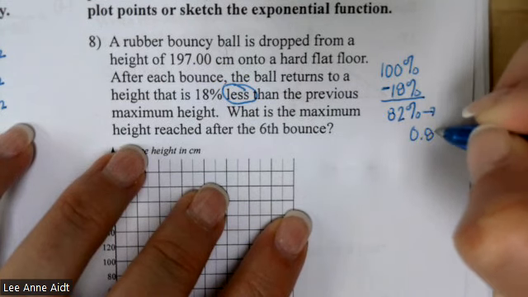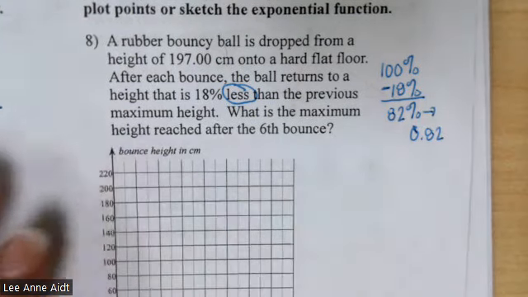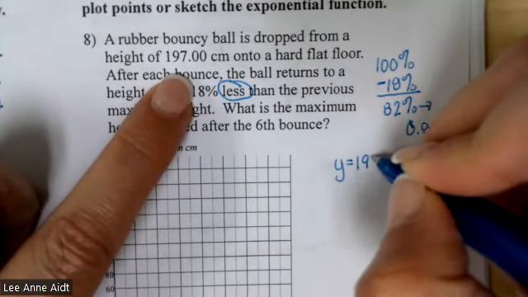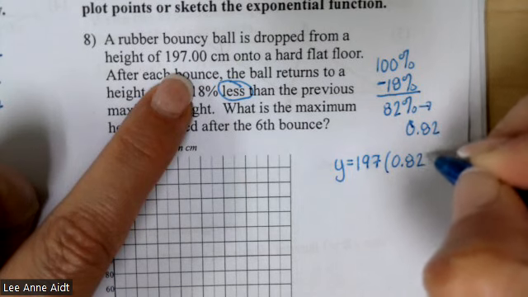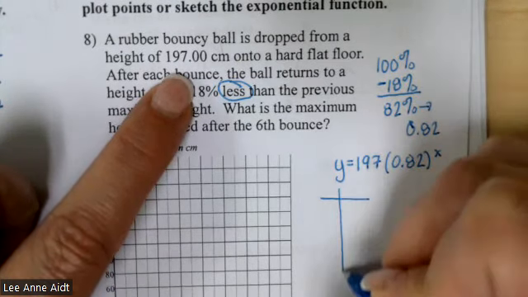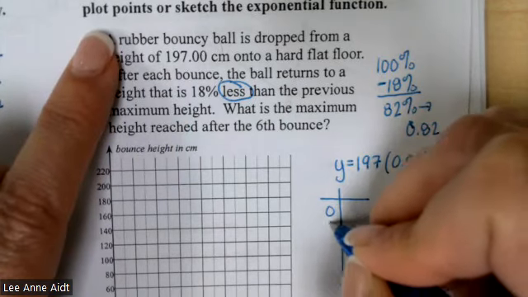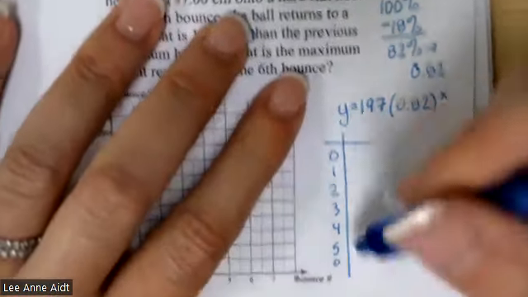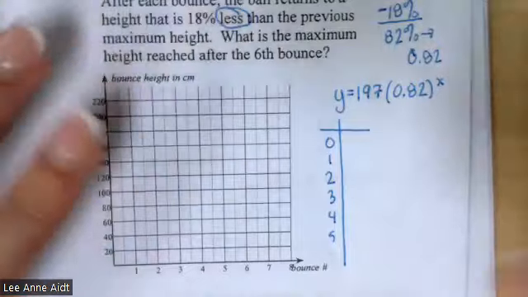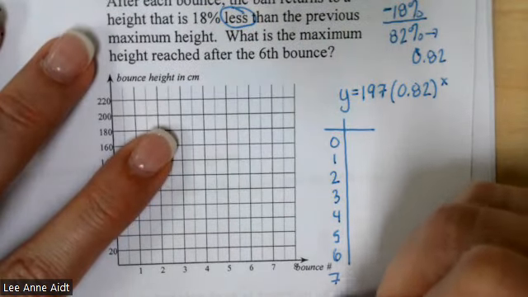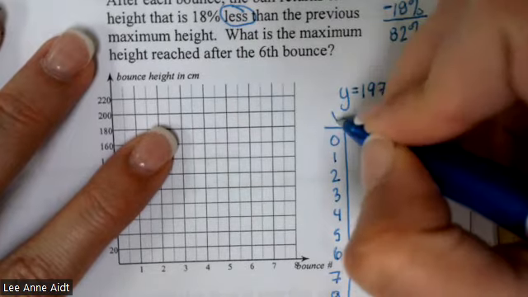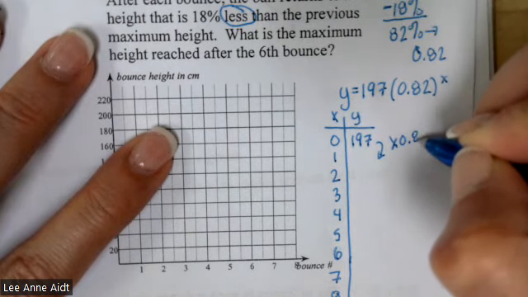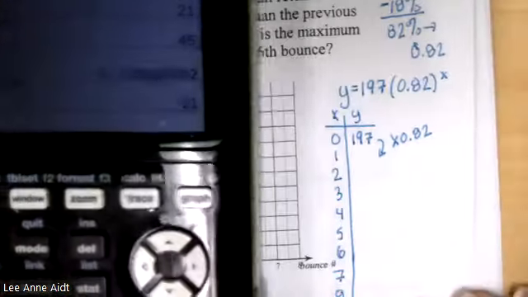So my multiplier is 0.82. Okay, my equation is y equals 197 times 0.82 to the x. I really wanted to skip right to 8 apparently. Okay, now it's just a bunch of calculators.